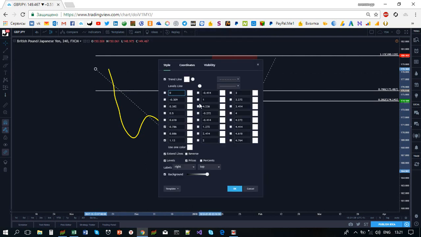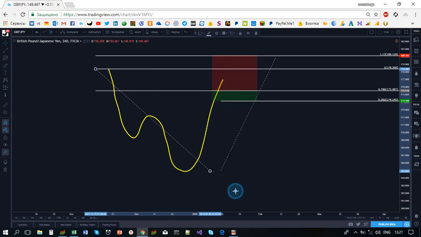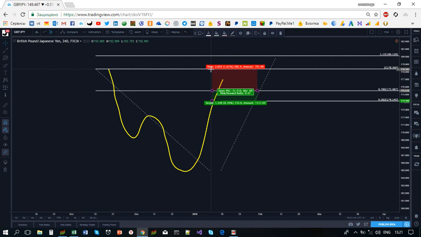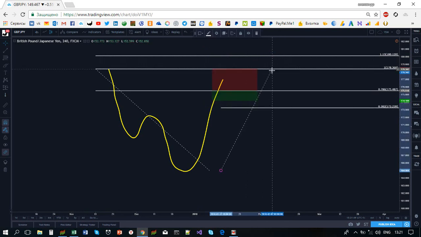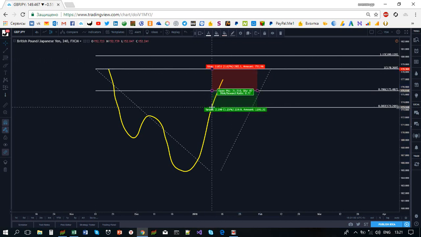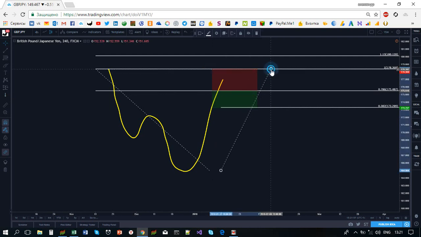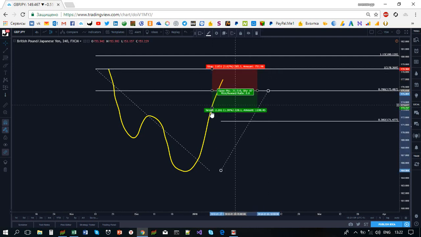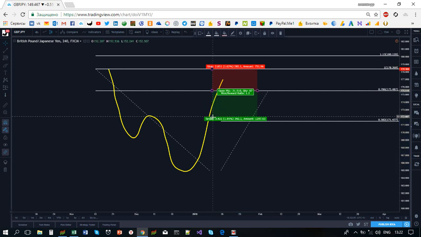Because the majority of trades reverse before 1, and it will lead to this. My risk to reward will change. My most unfavorable risk to reward will be 0.8, and my most favorable will be, I don't know, 1.5, 1.6, 1.4. You see that my risk to reward will increase.